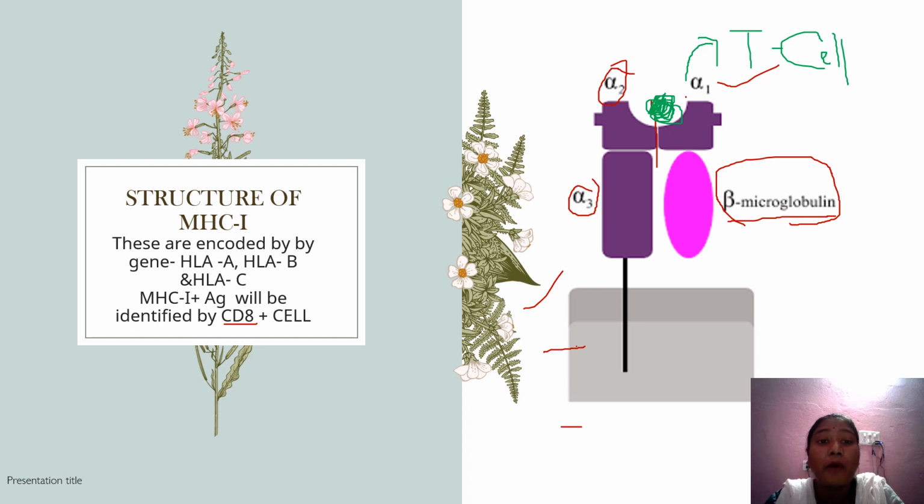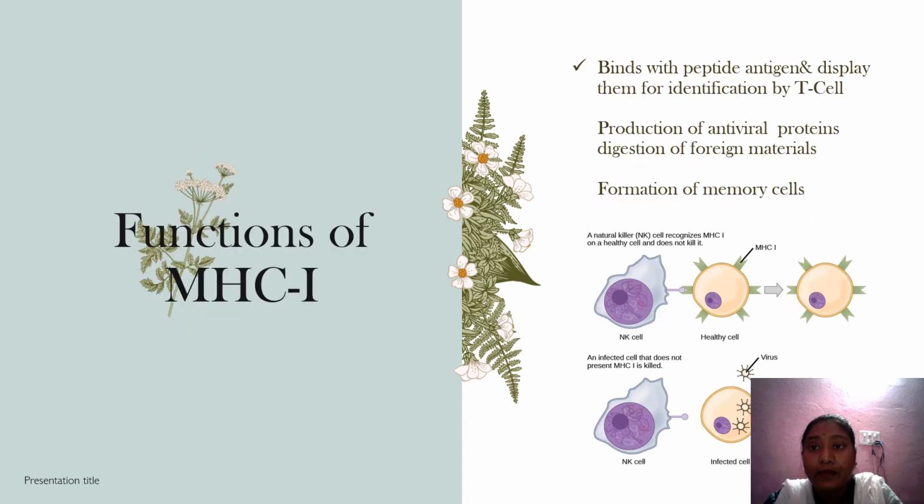So this is all about the structure of MHC. Now coming to the function of MHC. The main function is to bind with the peptide antigen and display it for identification by T cells. This also gives production of antiviral protein, digestion of foreign materials, and formation of memory cells. Yes, this is very important: it also helps in the formation of memory cells.